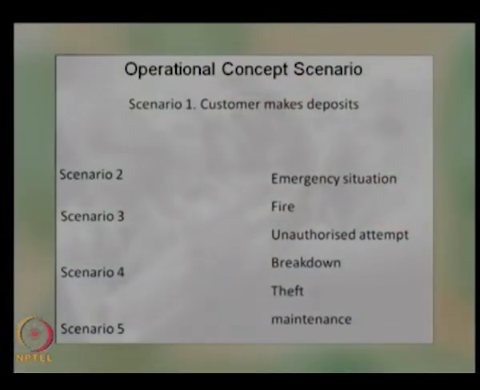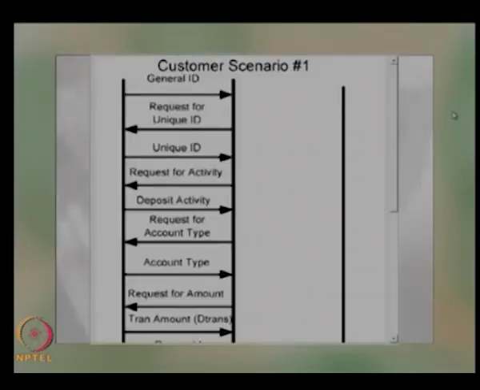Similarly, there is theft or an attempt at theft, and then the maintenance scenario. When the machine is under maintenance, which systems should shut down, and which systems should allow service people to access? All those scenarios can be explained in detail, and you can identify all the requirements for these operational scenarios. And to get the input output requirements, you can go for an input output trace, as you can see here. So this is customer scenario 1.